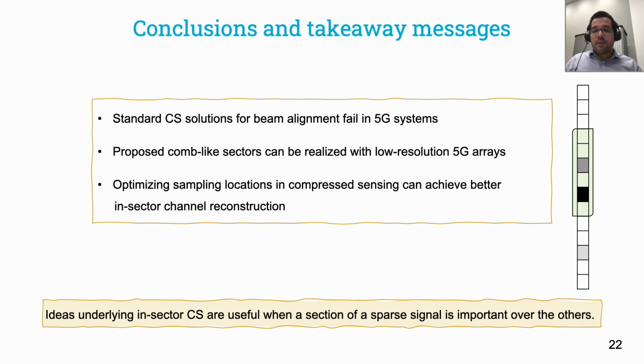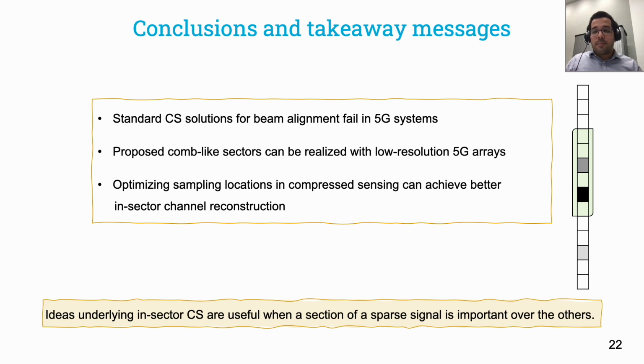Finally, we learned that random circular shifts result in aliasing artifacts that are spread out all over the place in the beam space. Also, as we saw, our optimized circular shifts for the proposed comb-like sectors result in lower aliasing artifacts within the defined sectors than the fully random subsampling method. This is while our method has the same complexity as the fully random approach.